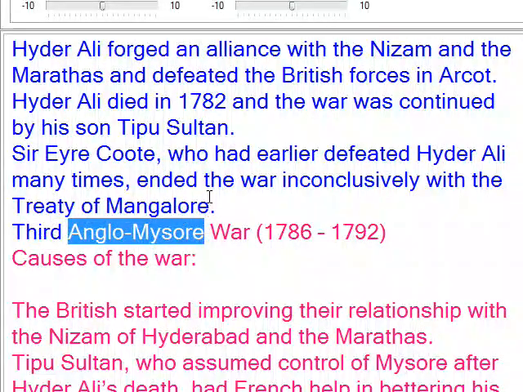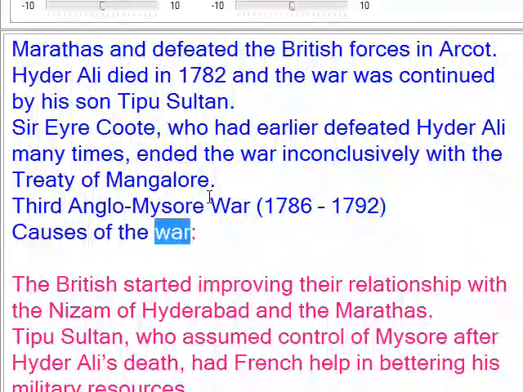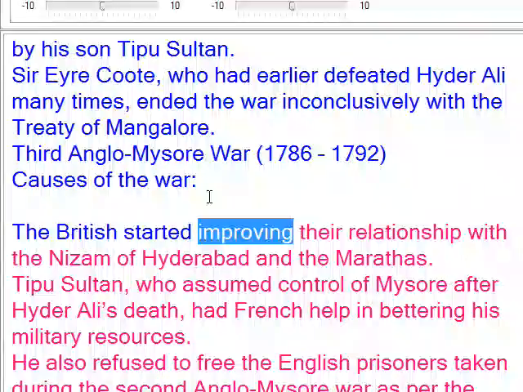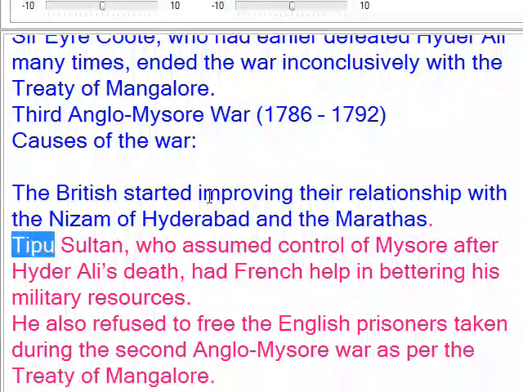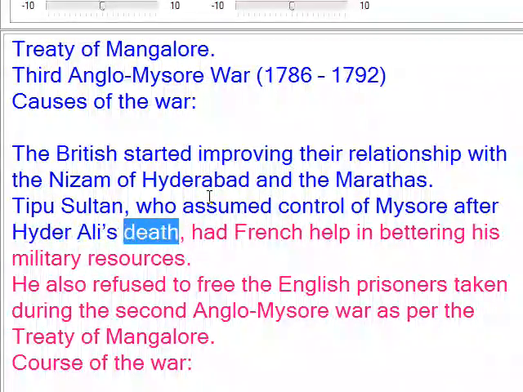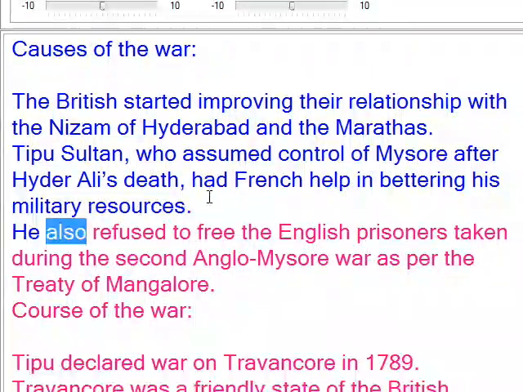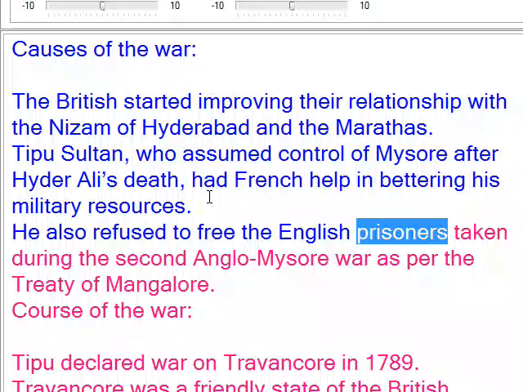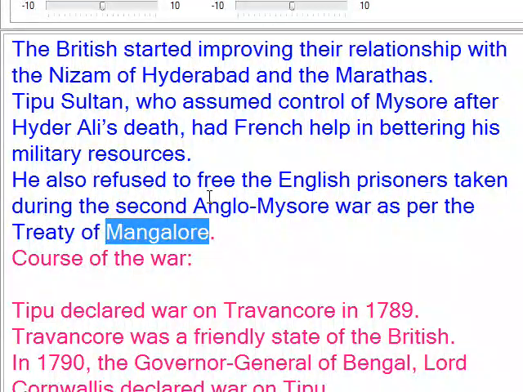Third Anglo-Mysore War, 1786-1792. Causes of the war: the British started improving their relationship with the Nizam of Hyderabad and the Marathas. Tipu Sultan, who assumed control of Mysore after Hyder Ali's death, had French help in bettering his military resources. He also refused to free the English prisoners taken during the Second Anglo-Mysore War as per the Treaty of Mangalore.